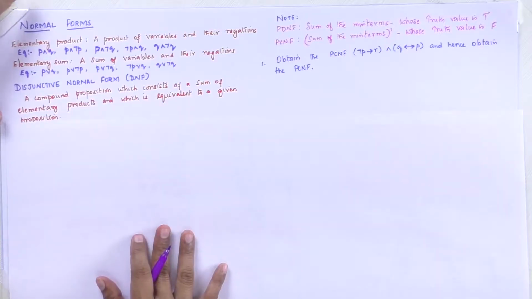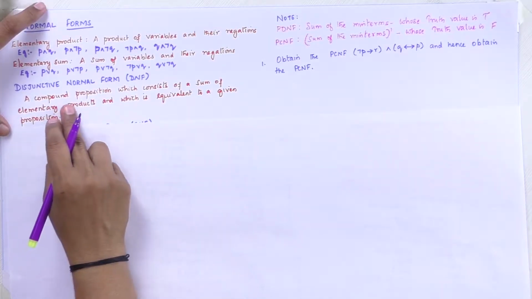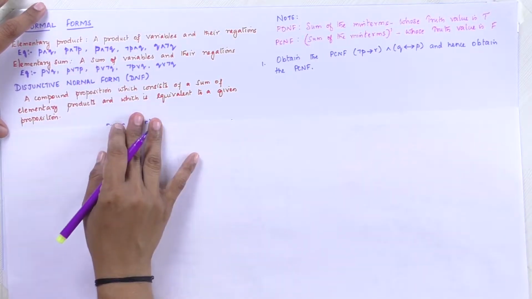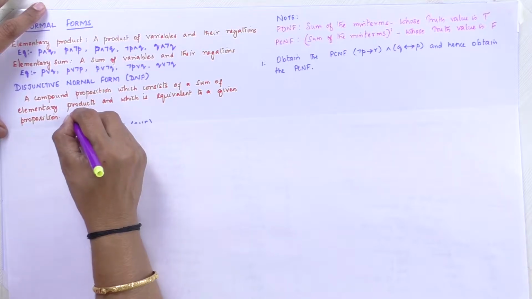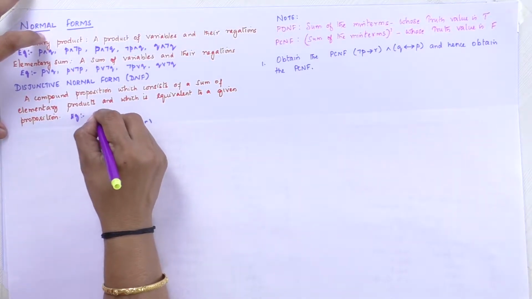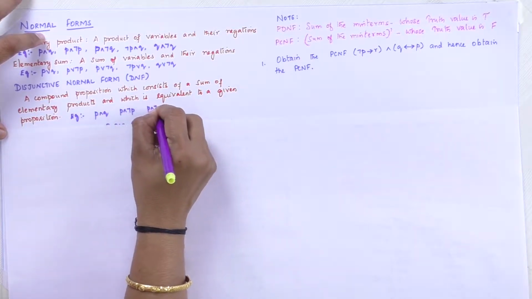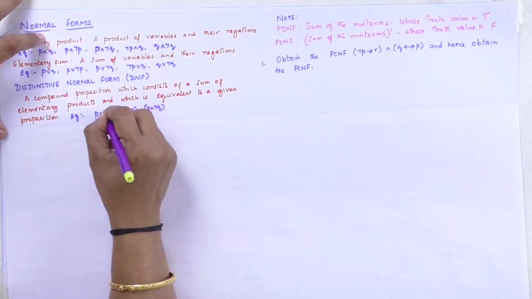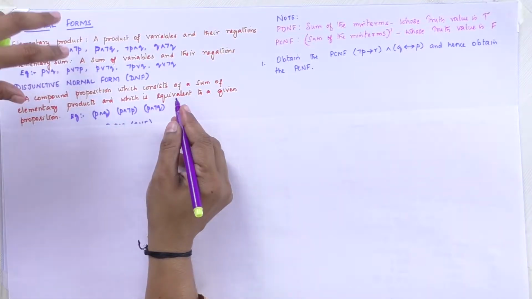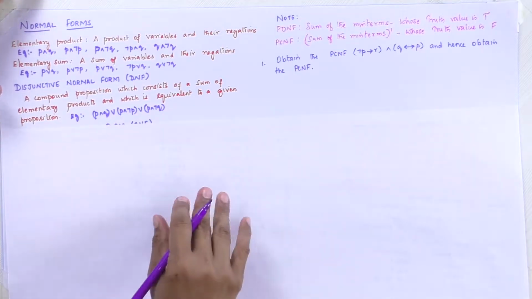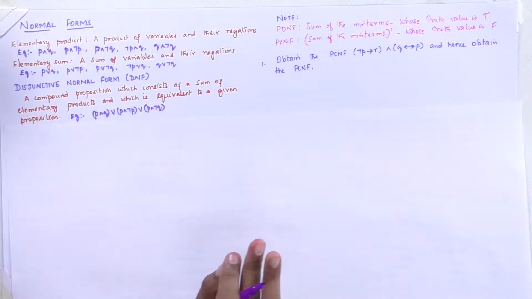We know what is an elementary product, right? And also sum is nothing else but the disjunction. So can you give me an example of a compound proposition which consists of a sum of elementary products? Say, for example, these are my elementary products. And it says that it is a sum of the elementary products. Sum in this case is only the disjunction. So, this is an example of a disjunctive normal form.